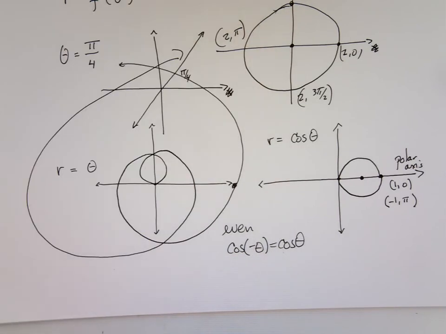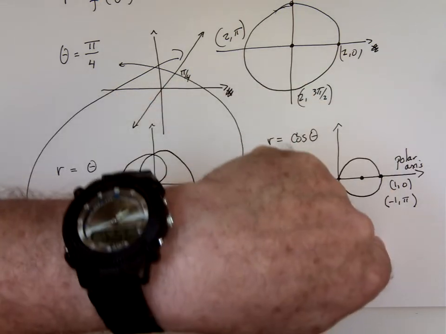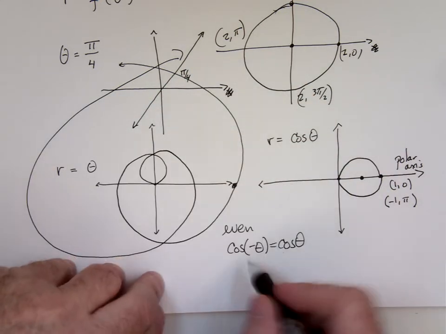Y equals x squared is an even function. It has symmetry with the y-axis. In rectangular coordinates, even functions have symmetry with respect to the y-axis, because replacing x with its opposite causes no change. In polar coordinates, even functions have symmetry with respect to the polar axis. Think about it. If you replace theta with its opposite, it's no change.